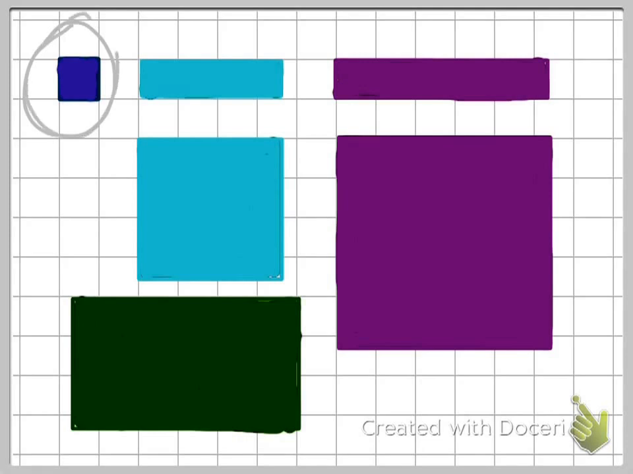This one that I'm circling here. This is called the unit tile. And the reason it's called a unit tile, some people call it the one tile, is because if you were to measure the sides of it, it is 1 square wide and 1 square long. So a 1 by 1, 1 times 1, that's an area of 1. So we have what we call the unit tile or the one tile.